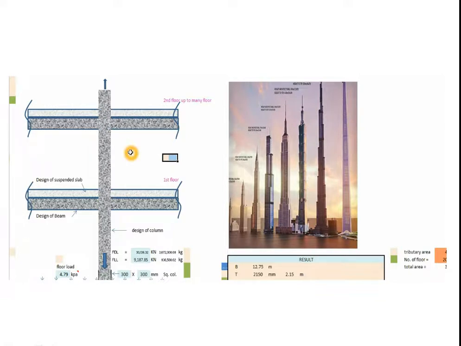Consider the suspended beam and slab in the first floor, second floor, up to the top floor. Consider also the maximum factored vertical and lateral forces as per code or actual forces.